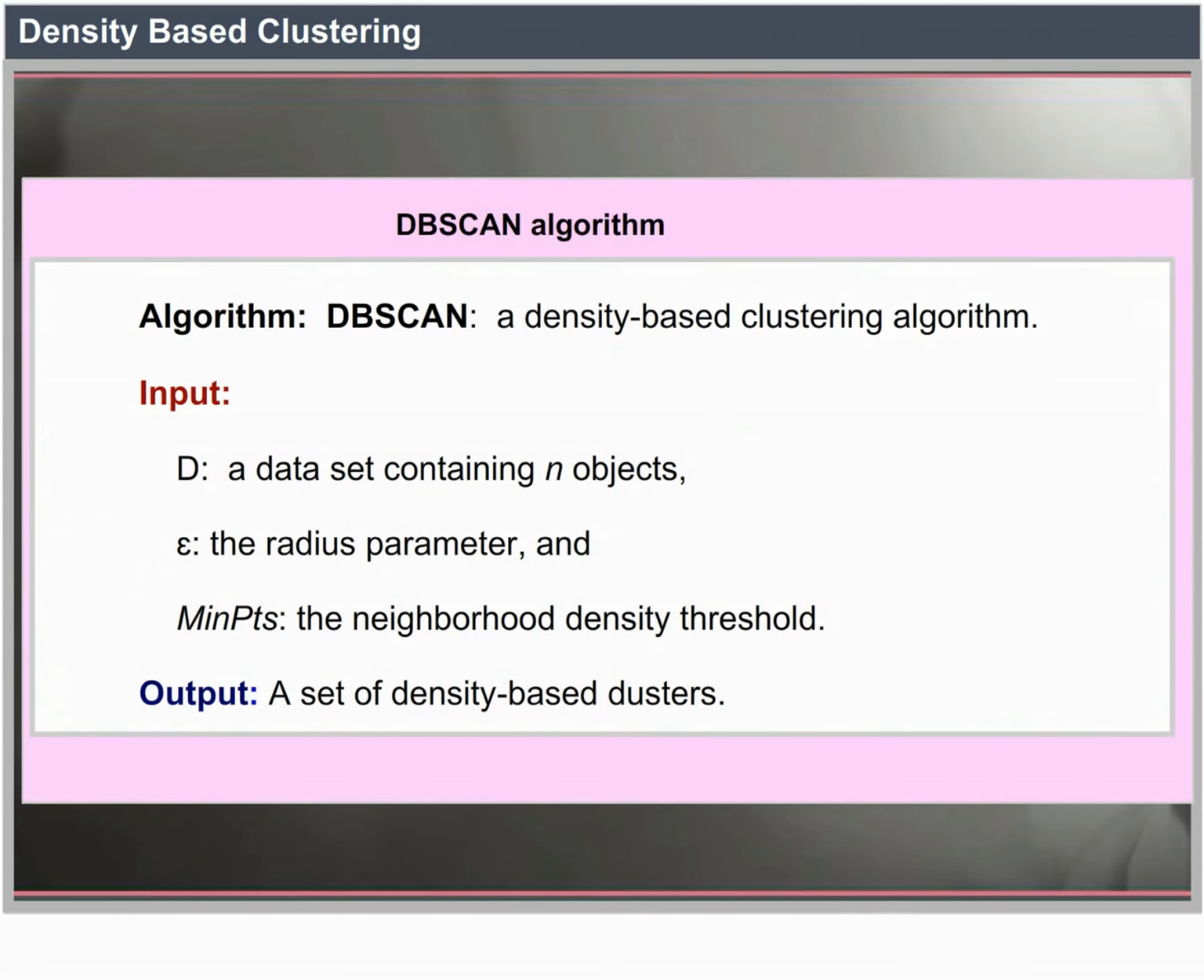Algorithm DBSCAN, a density-based clustering algorithm. Input: D, a dataset containing n objects; epsilon, the radius parameter; and min points, the neighborhood density threshold. Output: a set of density-based clusters. The method is as shown on screen.